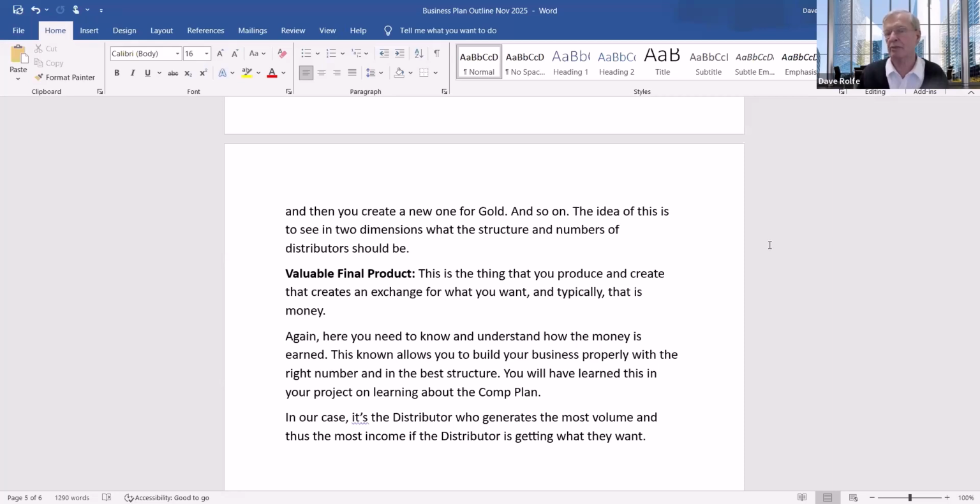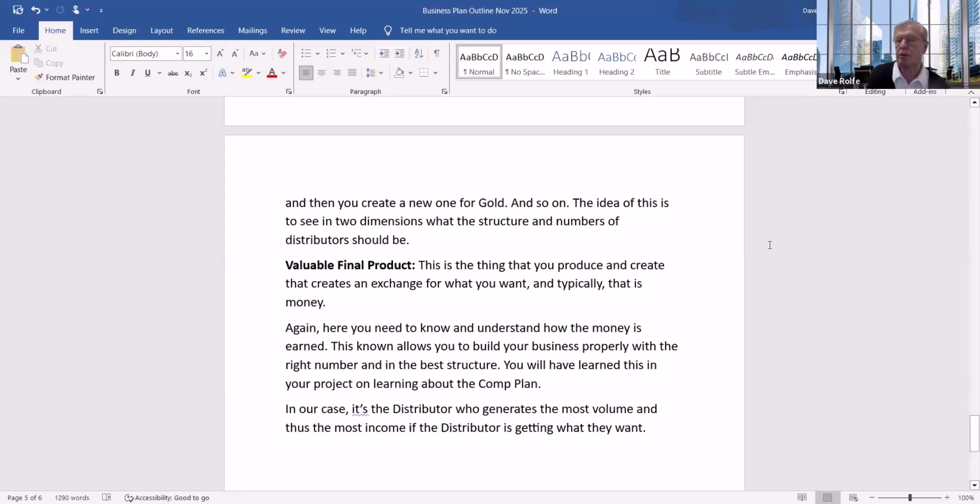Take a look at Jeff Bezos. Watch his story. Starts in a garage and is now one of the most successful distribution people on the planet. And he's helping gazillions of people all over the place with opportunity. So again, it's the same kind of concept. So in our case, it's the distributor who generates the most volume and the most income, and it's the distributor that's getting what you want. So the valuable final product that you're producing is a successful distributor.